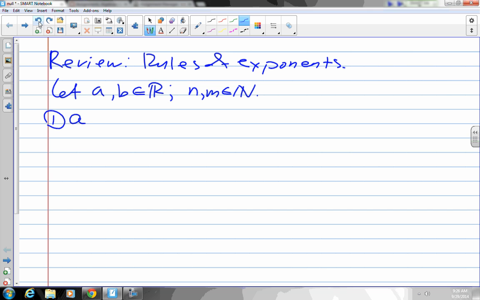If you take a to the power n and you multiply with a to the power m, what do we do with exponents when you have the same base? Add them. That's right. So n plus m, right?